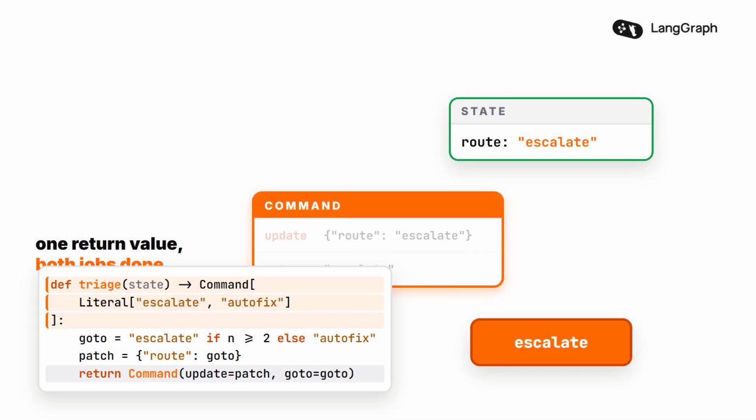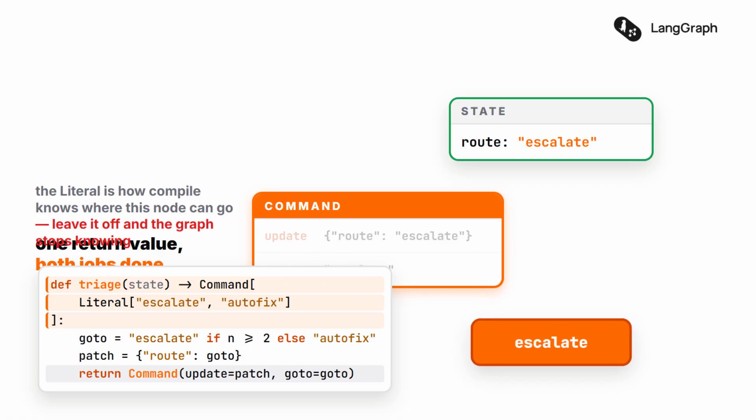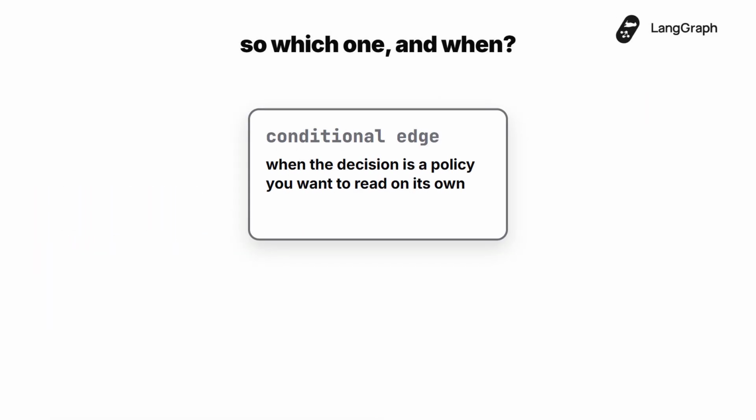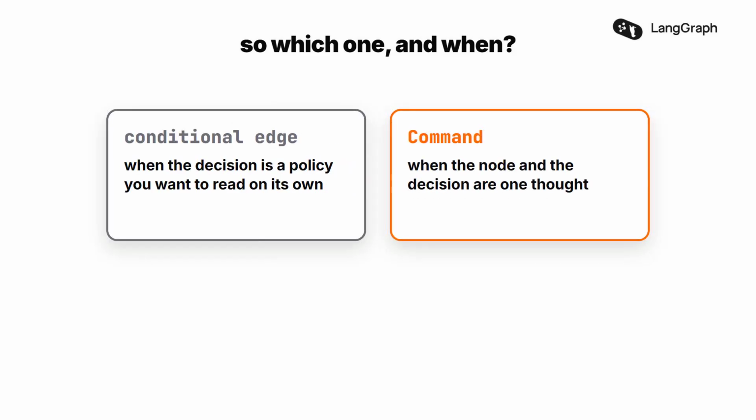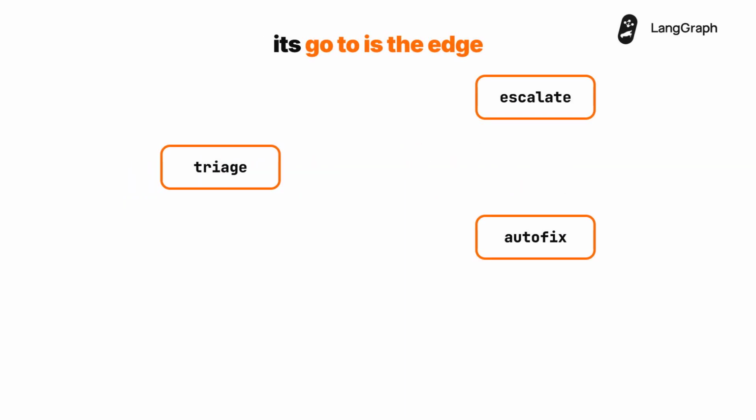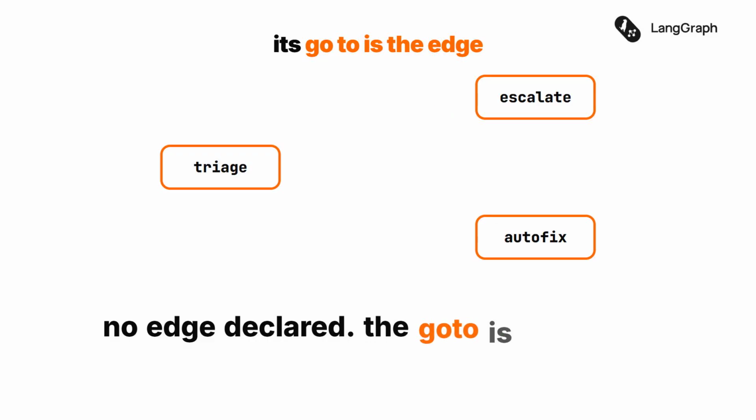Notice the return annotation. Command of literal, escalate, or autofix. It is not decoration. That annotation is how compile knows which edges this node can take, which is what lets LangGraph validate the wiring and draw the diagram. Leave it off and your code still runs, but the graph no longer knows where this node might go. So when should you use which? Reach for a conditional edge when the decision is a policy you want to read on its own, separate from the work. Prefer command when the node and the decision are really one thought, and splitting them would just mean reading the state twice. One practical detail before we move on. A node returning command does not need an outgoing edge declared for the destinations it names. Its goto is the edge.